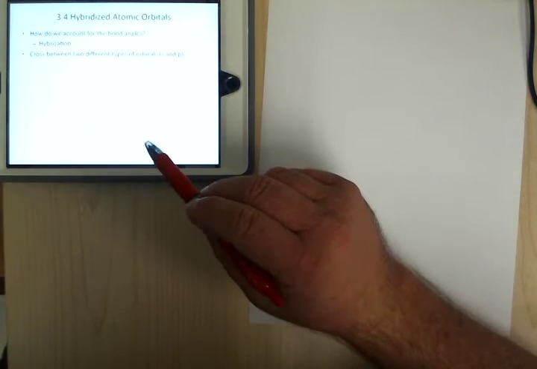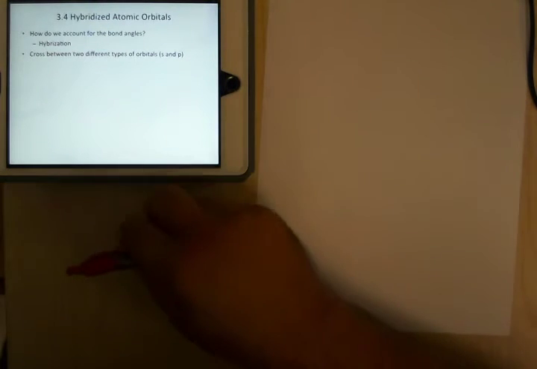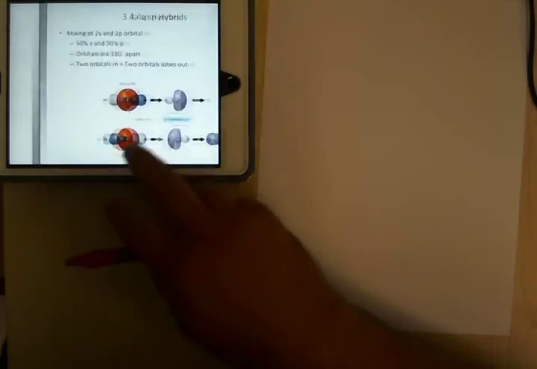So how do we account for the bond angles? We talked in the last chapter about VSEPR theory, and the way that we do this is what's called hybridization. Hydrogen's easy; it only has one orbital that it can deal with. But with carbon, you have both the s and the p that you have to work with, and you can actually combine them in different ratios.